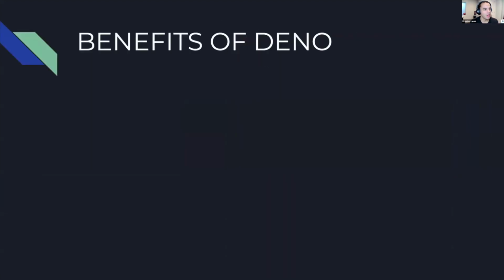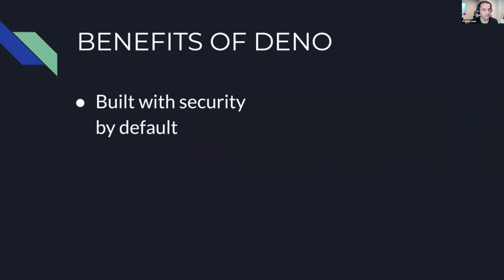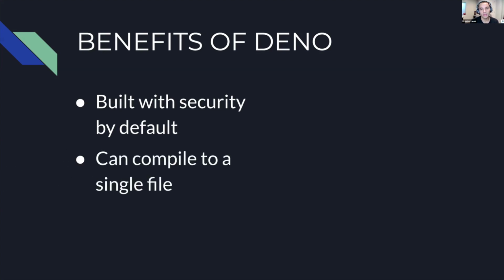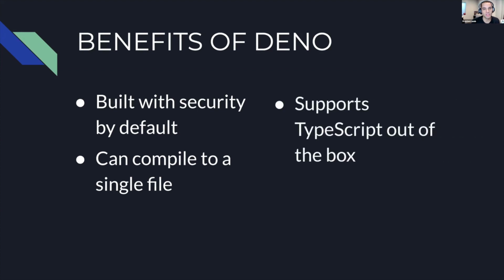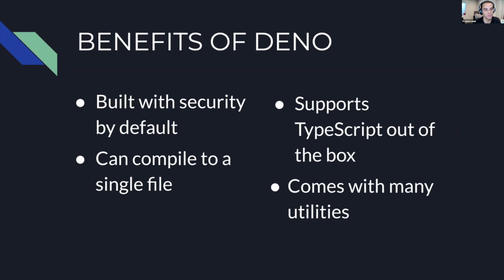Rust. Some of the benefits of Deno are that it is built with security turned on by default, and that's one of the central core concepts, that it's secure. When you compile your code to be able to pass it around to other people or share it with people, it can compile down to a single file. It supports TypeScript right out of the box. So all you need to do is have your file be a .ts extension and it will just run. You don't have to do any extra setup steps or anything like that. And it comes with a whole bunch of utilities that are provided directly by Deno, and there's also a lot of third-party modules that you can use as well.